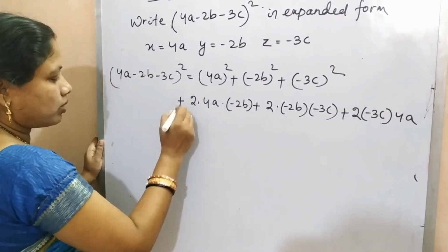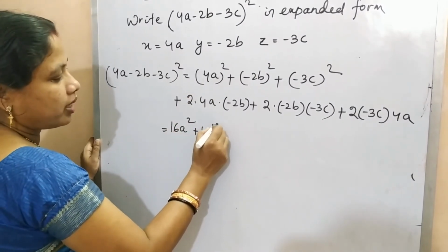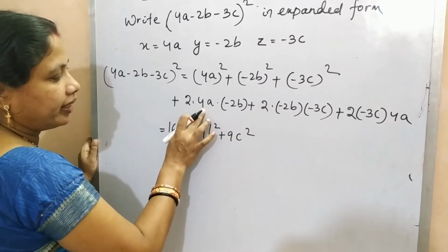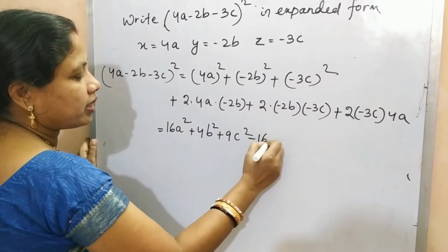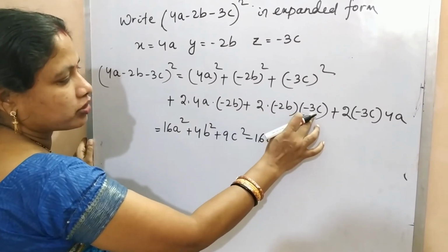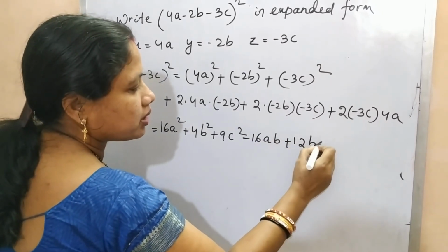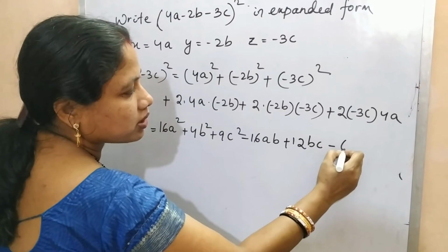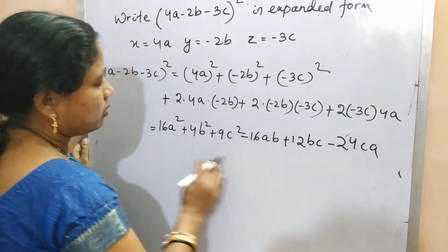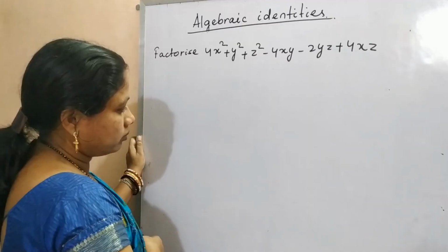So this is equal to 16a square plus 4b square plus 9c square. This becomes 2 into 4 is 8, minus 16ab. Then 2 into minus 2 and minus 3, 2 into 6 is 12, plus 12bc. Minus 6 into 4, 24, minus 24ca. So this is the expanded form of 4a minus 2b minus 3c whole square.